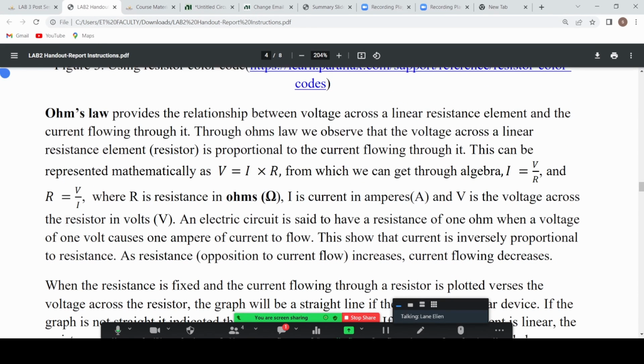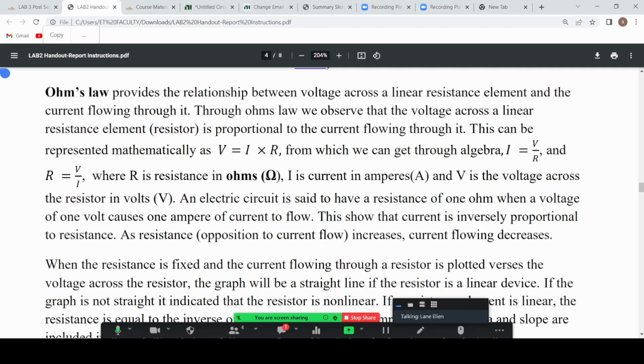Okay, what is Ohm's law? We already said Ohm's law describes a relationship between current, voltage, and resistance. And again, it is represented mathematically as V = I × R. And if we change the subject of the formula, we can get I and R as well.